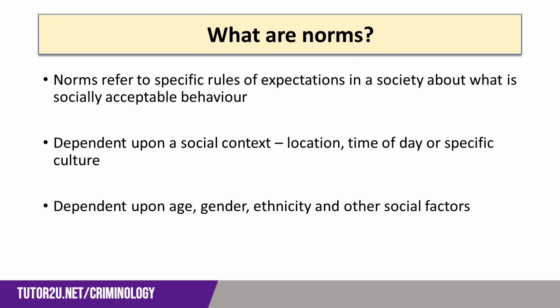Our behaviour differs when we're on a bus, in school or college, at a party or when playing sports. Norms are also based upon our social characteristics. Normal behaviour will differ based upon our age, our gender, our ethnicity, our cultural background or our religious beliefs. And let's look at some examples of how this occurs.